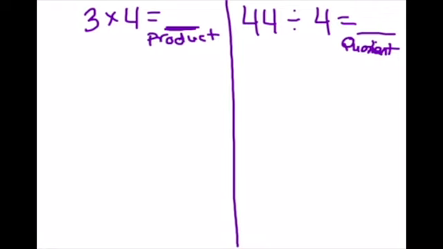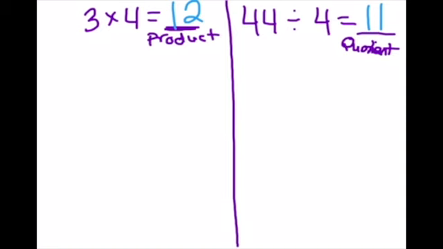Okay, first you should have definitely found the answer to each question. So for 3 times 4, you should have found the product, and you should have gotten 12. For 44 divided by 4, you should have found the quotient of 11. That would be the first step. Next step is to use the inverse operation. Let's do it on 3 times 4 first.